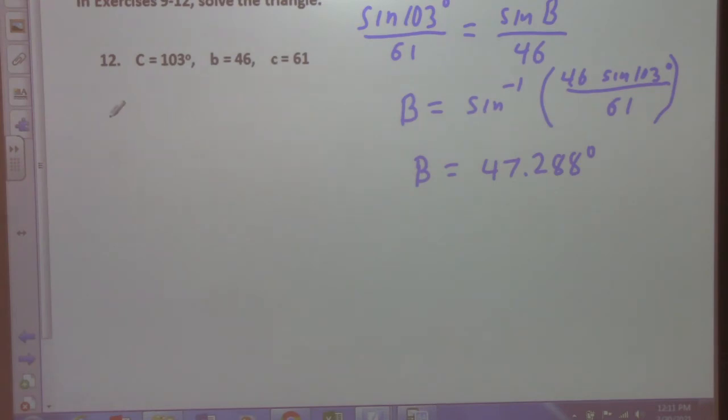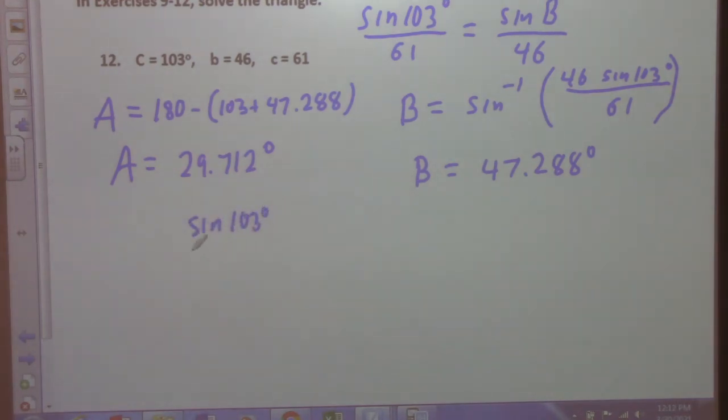And then if you add that to 103 and subtract it from 180, it gives you A, which is 29.712. Okay, let me go ahead and write it up here the way you told me. So 103 plus 47.288, so A is equal to 29.712 degrees. Then if you do sine 103 over 61 equals sine 29.712 degrees over little a. Thank you for correcting me on that.